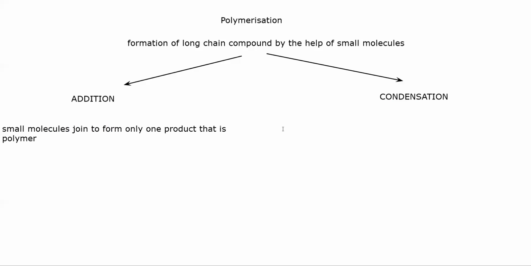But what is a condensation polymerization? Here the small molecules join to form a polymer and a water molecule. Not always a water molecule, but most of the time it forms a water molecule. So in condensation, you can understand from the term, it refers to when a vapor is changing into liquid state. So what happens? Small molecules will join and they will form a polymer as well as a water molecule.